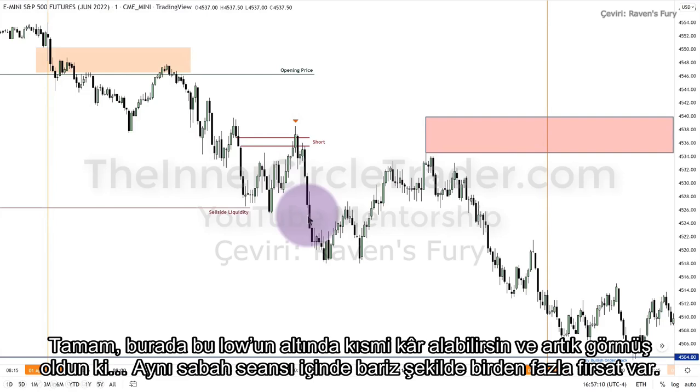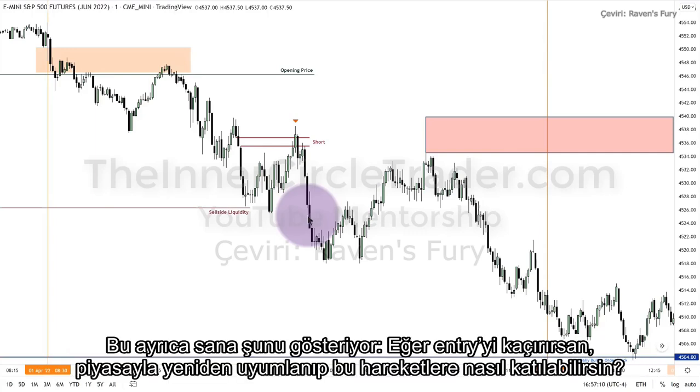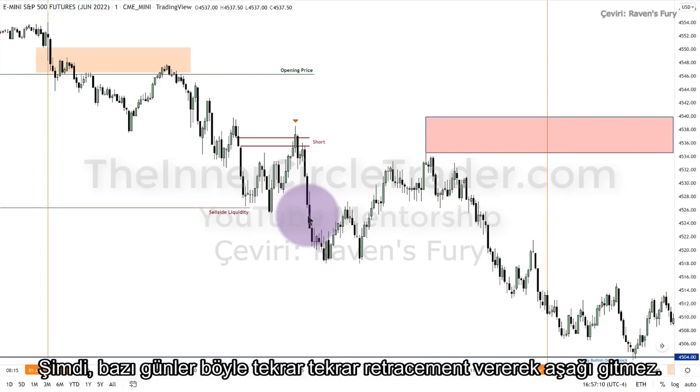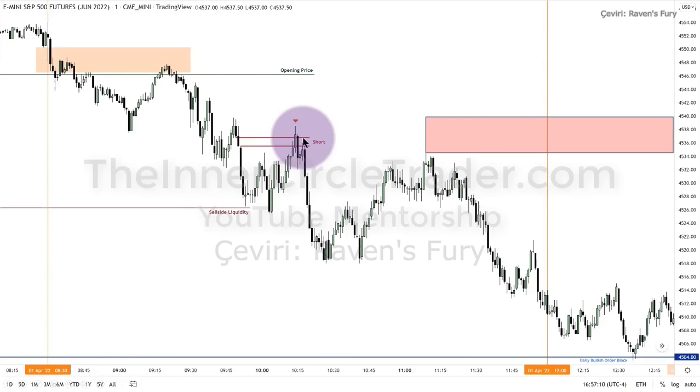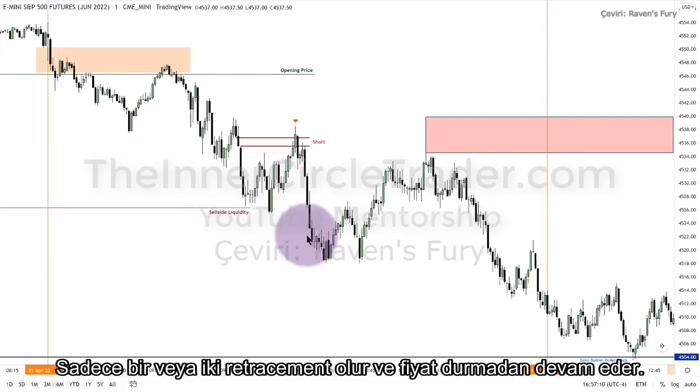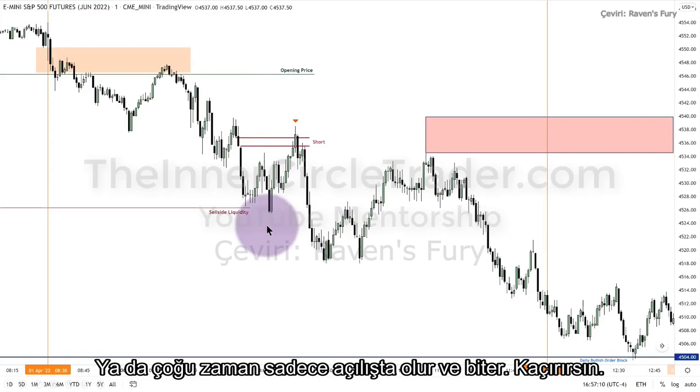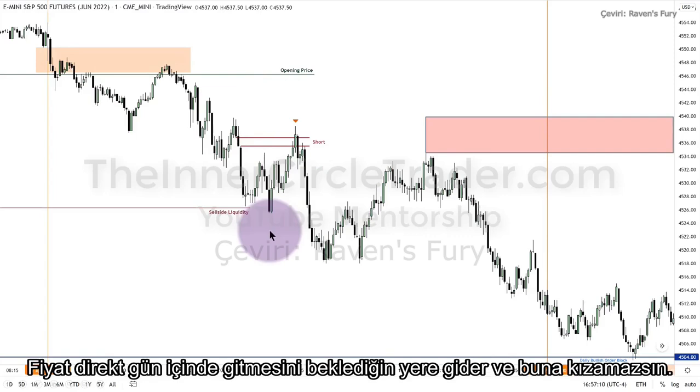And then you've seen now, obviously, multiple opportunities within the same morning session. So it's also showing you how, if you miss your entry, you can get back in line with the marketplace and still participate in these moves. Now, there are going to be days where we don't have this many retracements back and back and back and then goes lower. It'll be just 1 or 2 and it just keeps on going. Or many times it'll be just right at the opening and that's it. You missed it. It just goes right to where you thought it was going to go for the day.